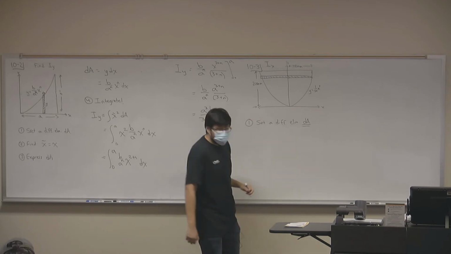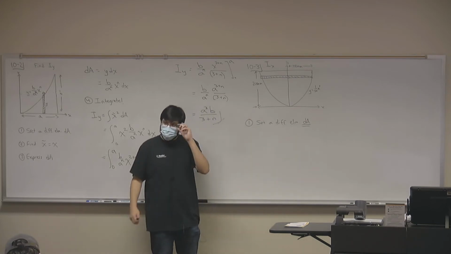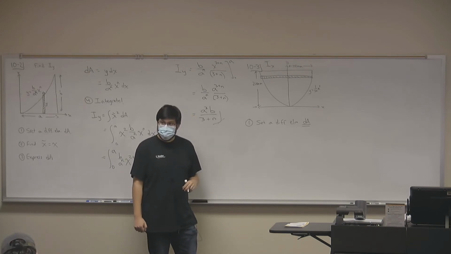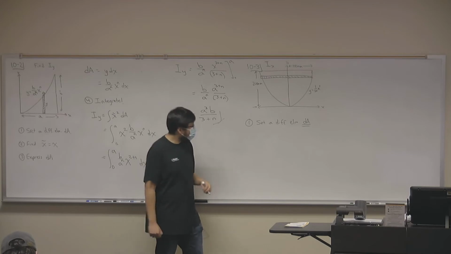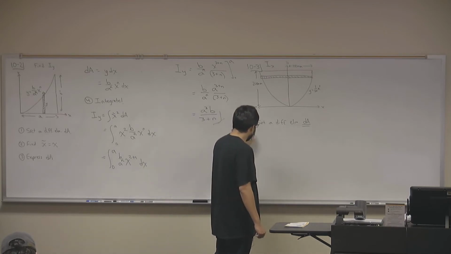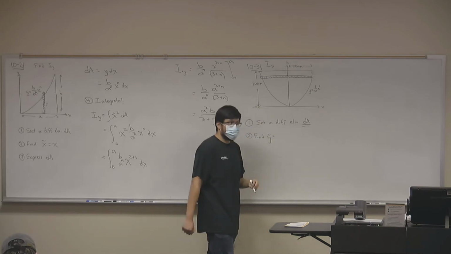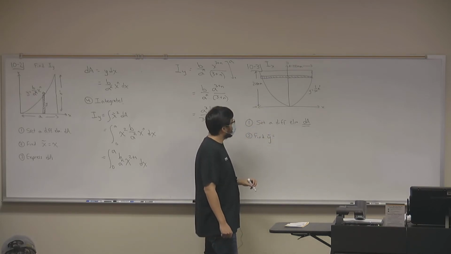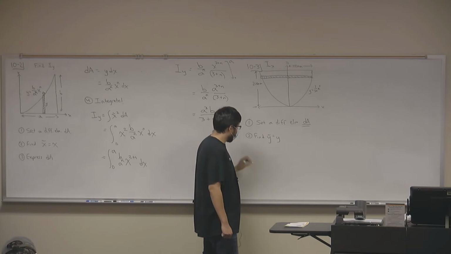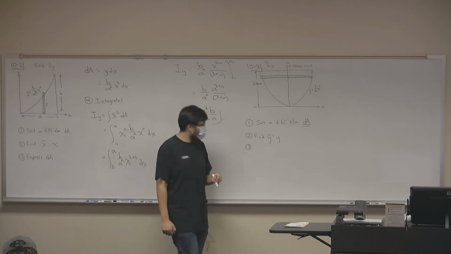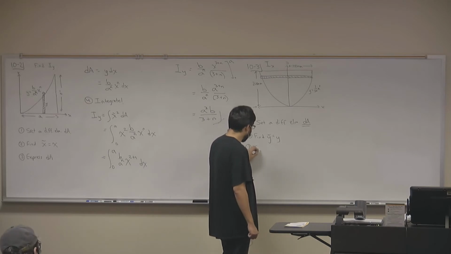So we set our differential element. Continue guiding me. Okay, so then next step would be to find y squared, which is only x squared. And y tilde is just 1. And then the next one, you express dA in terms of x and y.